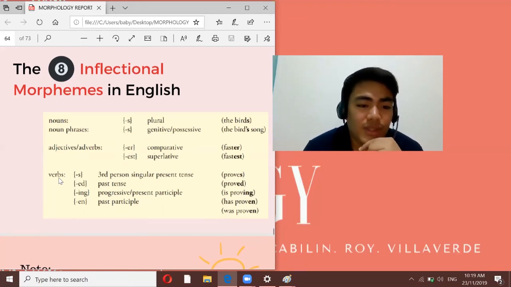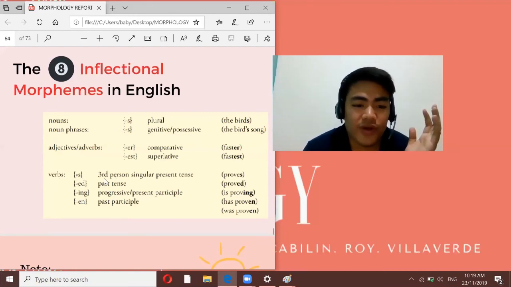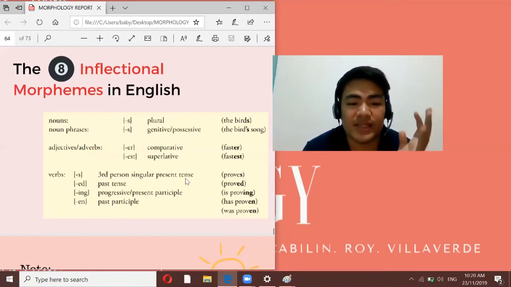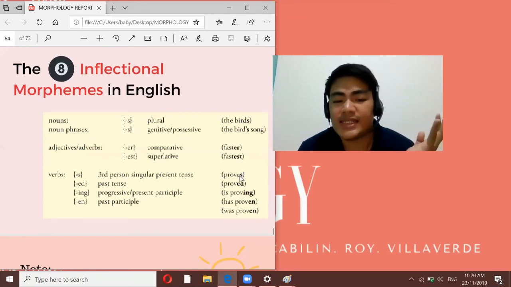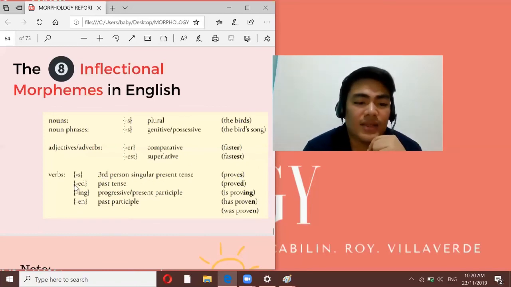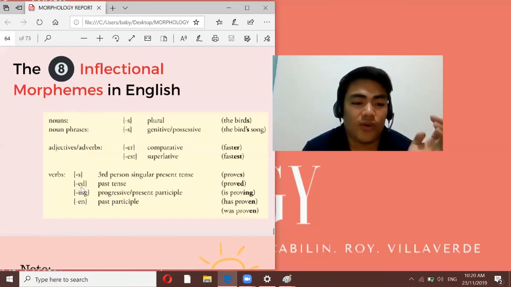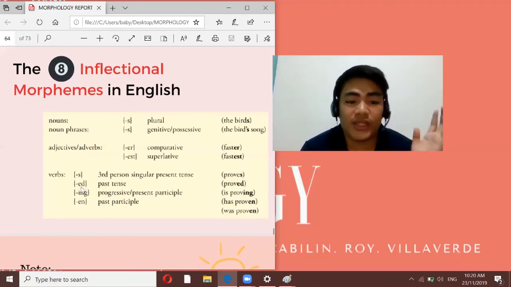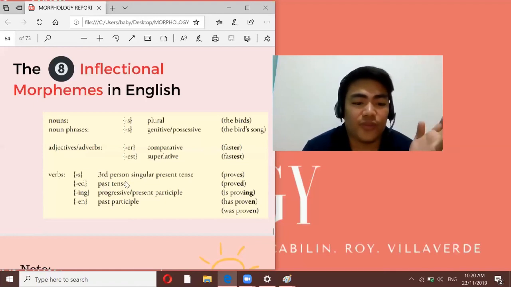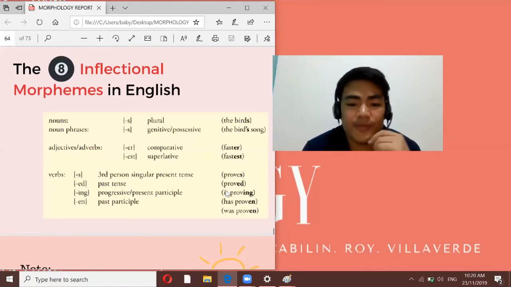For verbs, we have 4 different inflections. We use the inflection s to refer to third person singular present tense, such as proves, creates, makes. And then we have the inflection ed, or sometimes d or t, to inflect the words in their past tense. For example, we have proved or created.